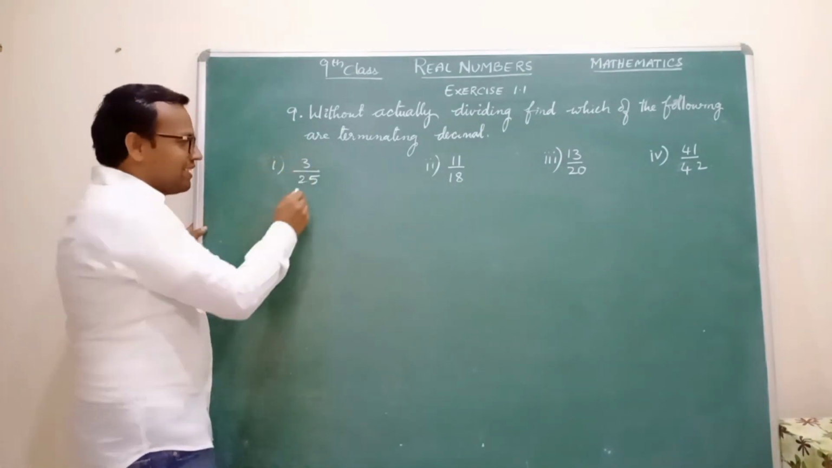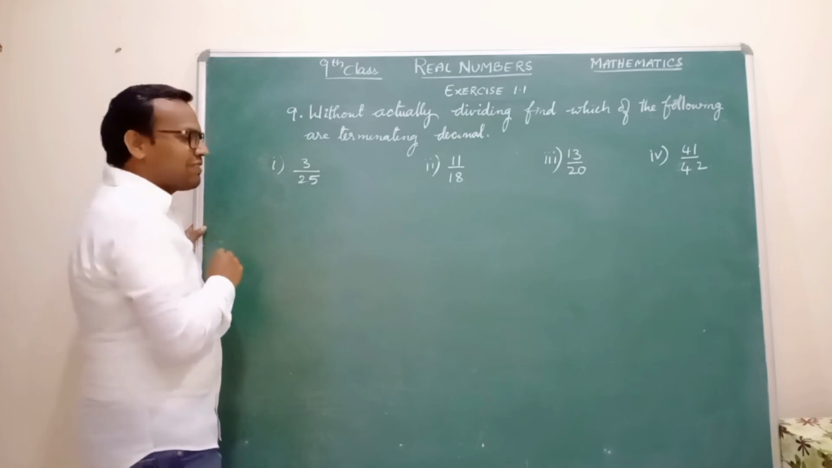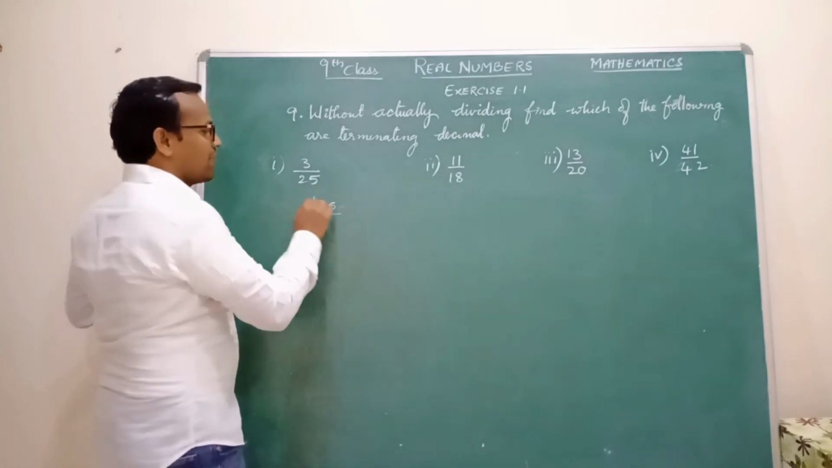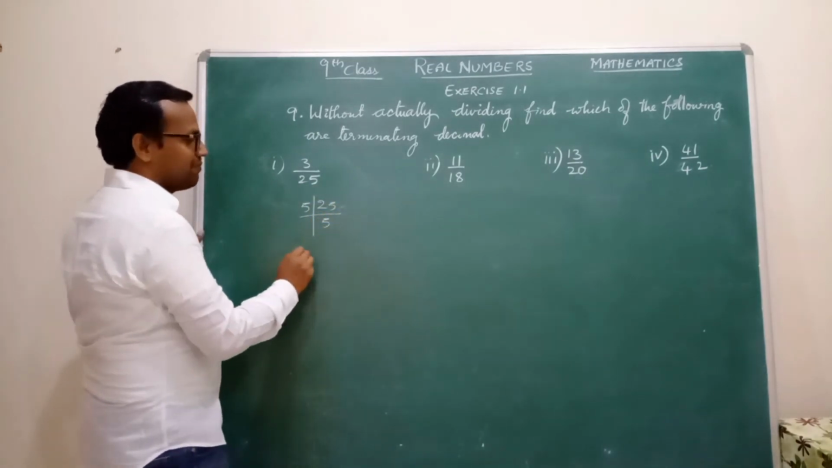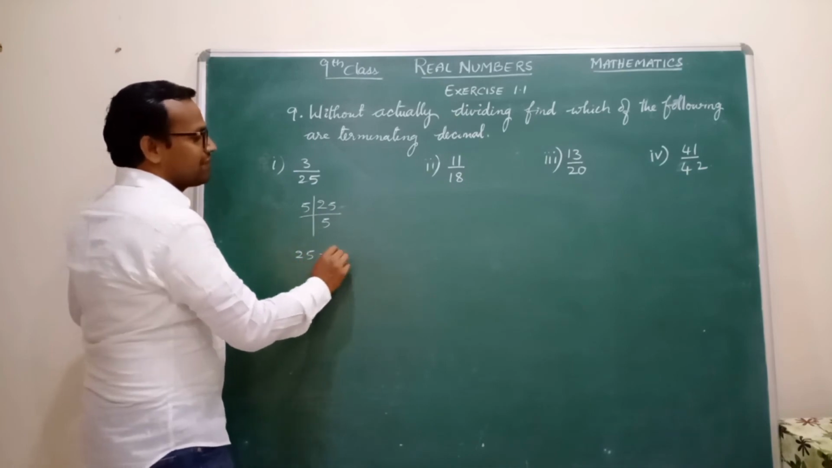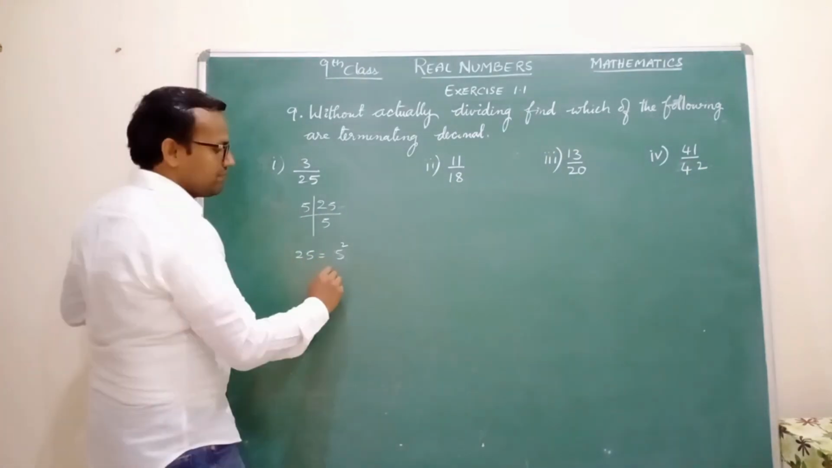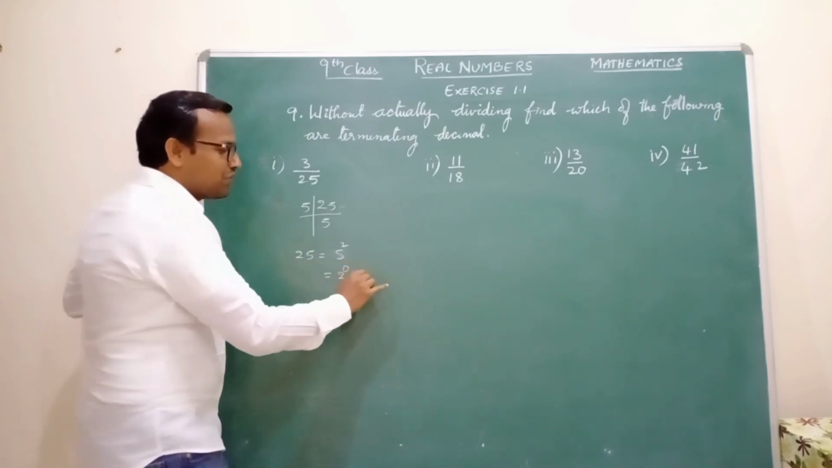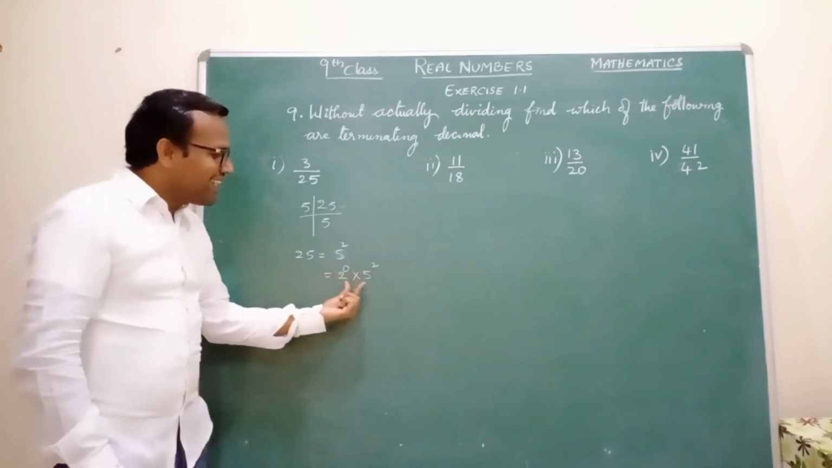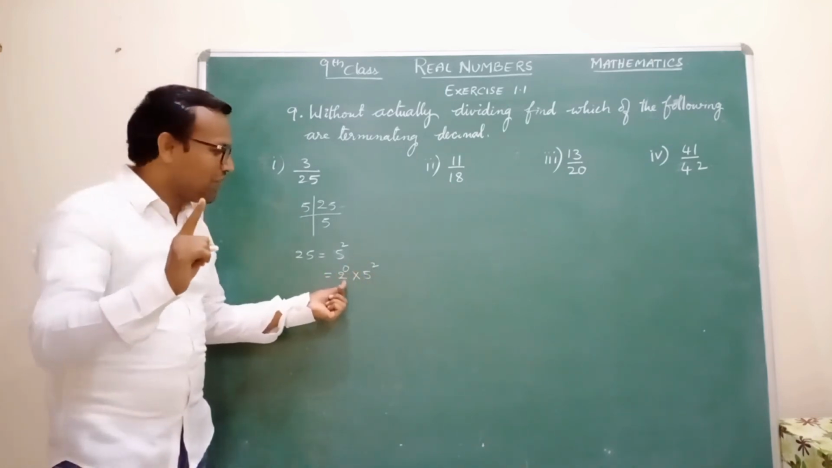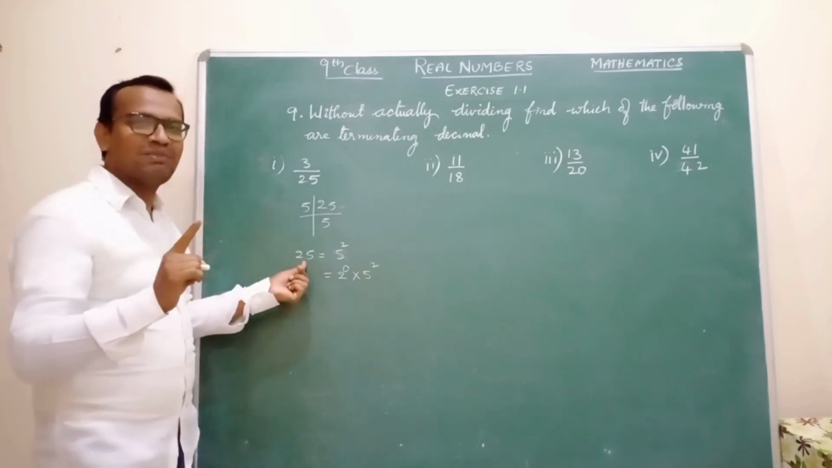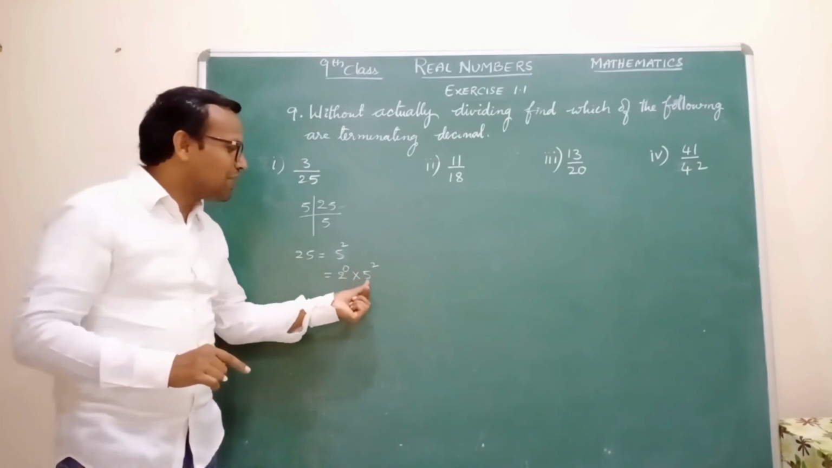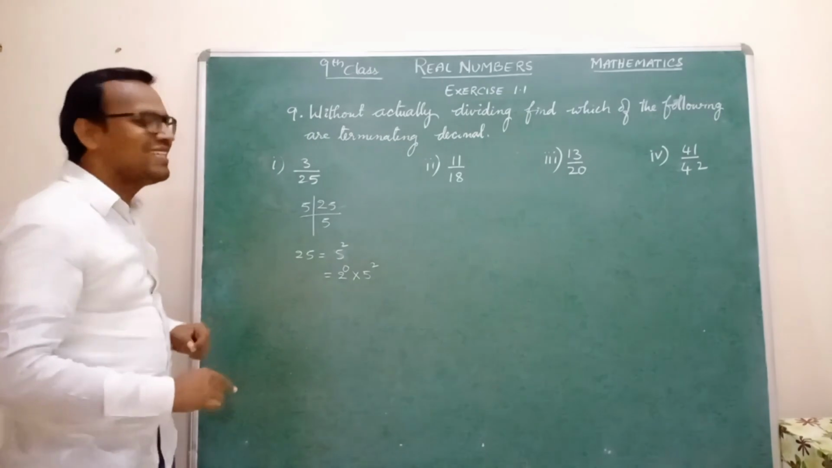Okay? So that's simple. The first one is like this: 3 by 25. Now the denominator is 25. What is the prime factorization for this? 5 5s are 25. That means 25 can be expressed as 5 square, isn't it? So since 2 is not there, you can write 2 power 0 into 5 power 2. 2 power 0 is nothing but 1. 1 into 5 square is 25. So now the denominator is in the form of 2 power m into 5 power n. So it is a terminating decimal.